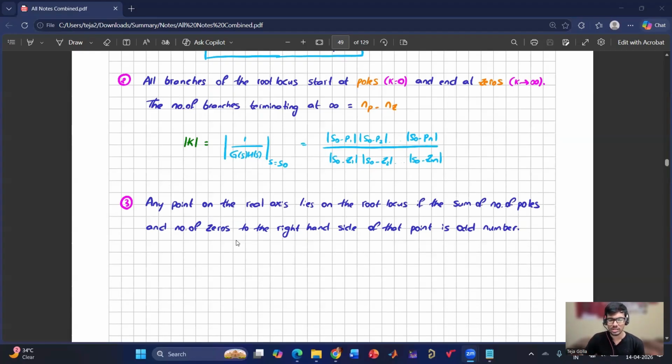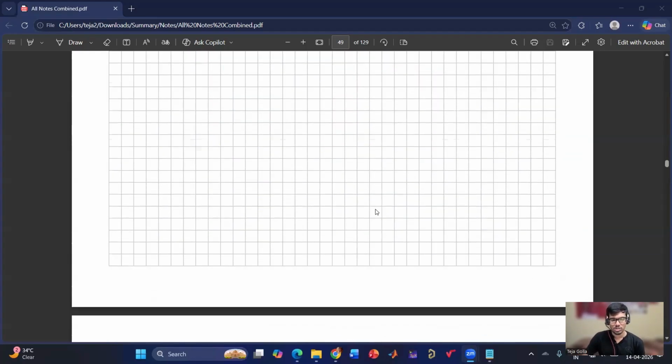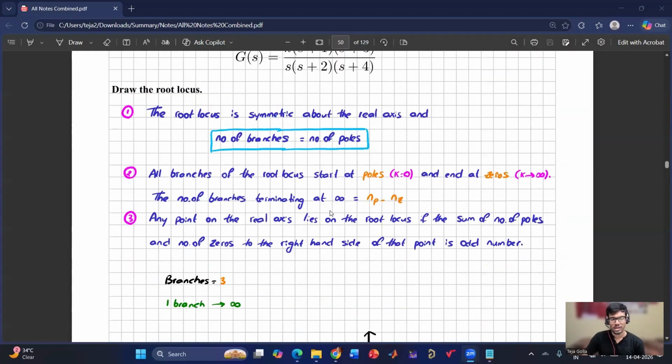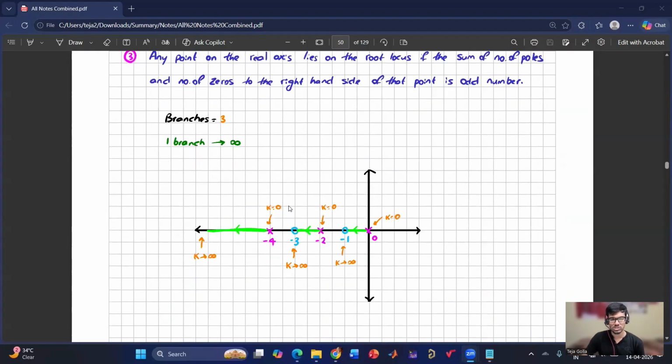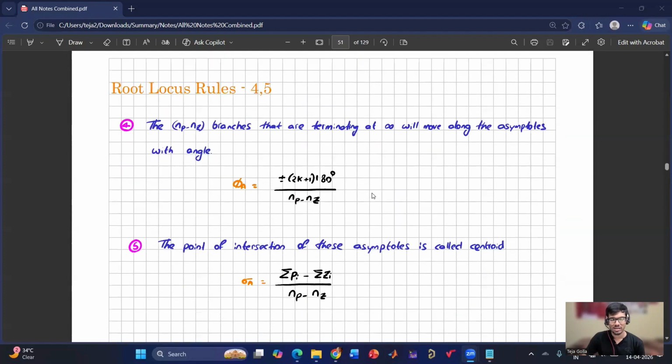So this will actually pass the angle criteria as well as the gain criteria. That's why the root locus exists if the poles and zeros to the right-hand side of that point is an odd number. So we started with one simple problem which needs only these three rules, and we obtained the root locus. Then we slowly increased the rules and solved some problems which need more rules. The first problem needed only three rules, the second problem needs 1 to 5, and slowly we added each rule, and the difficulty in the root locus also slightly increased.